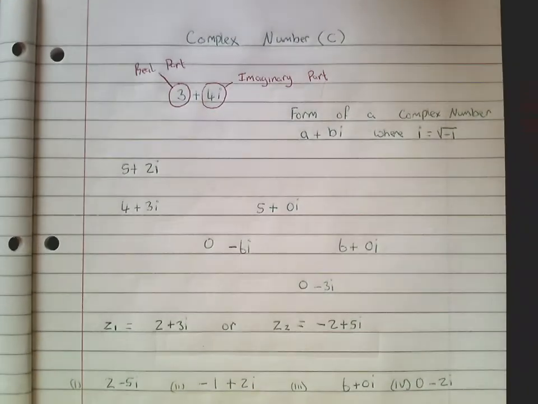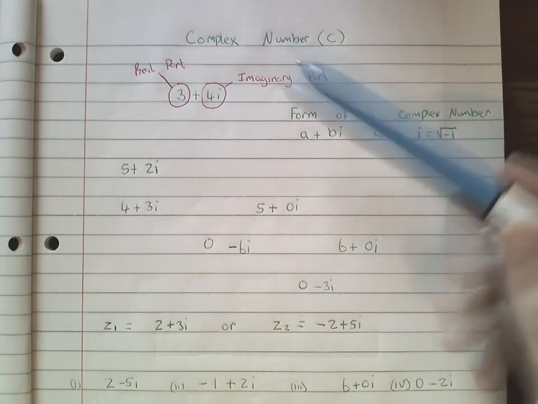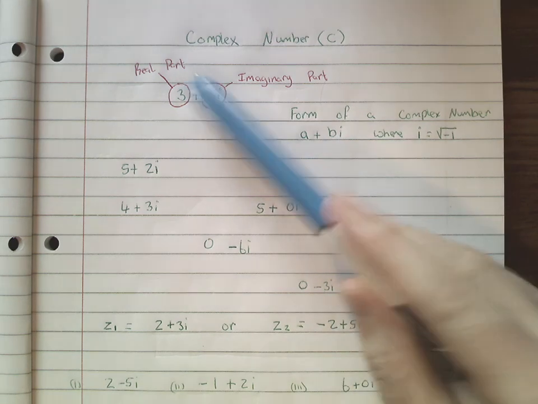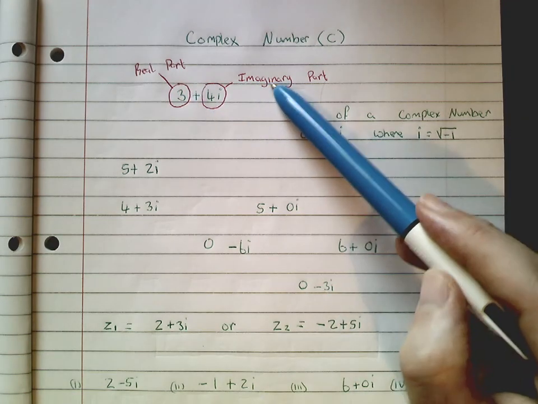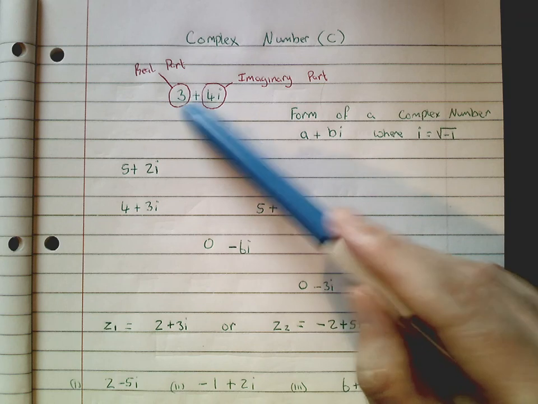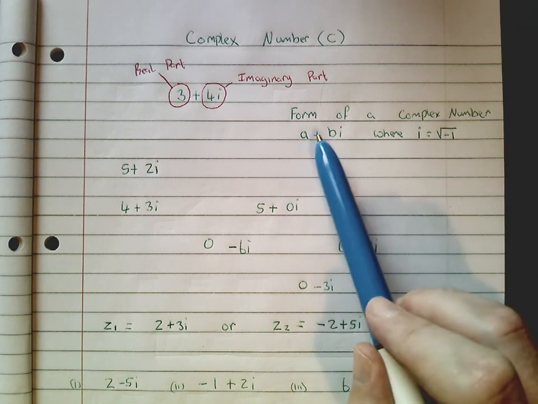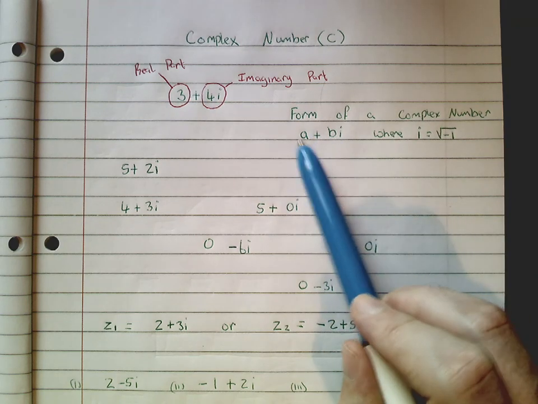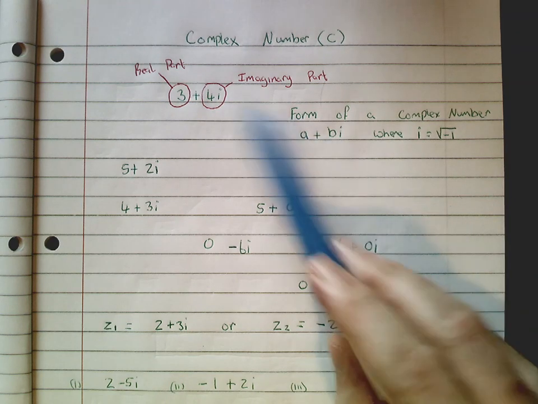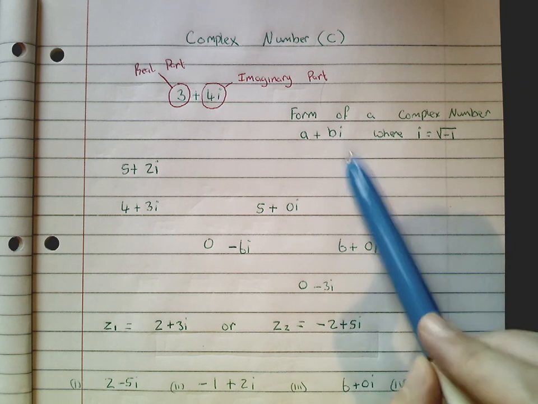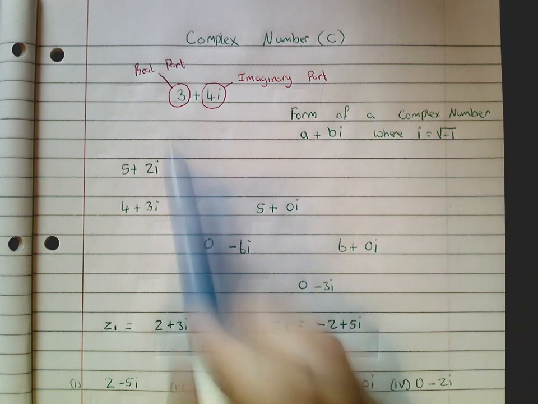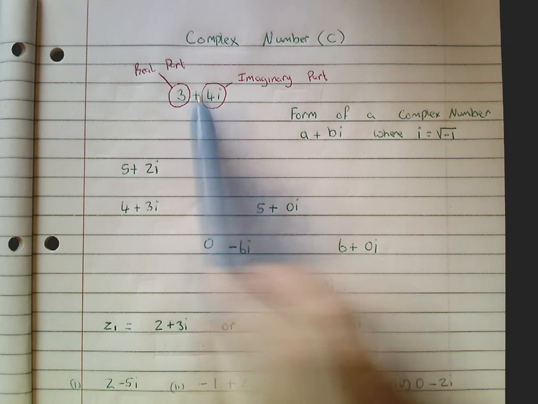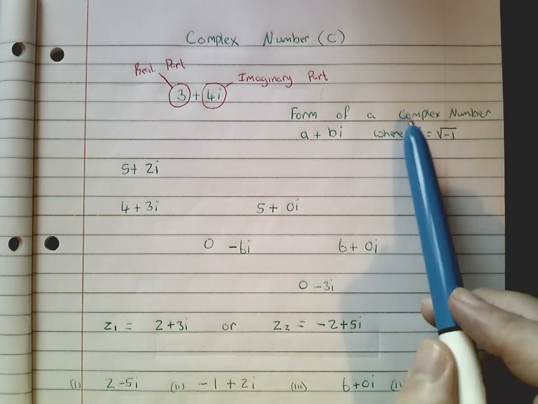So this is basically what we've looked at, the form of a complex number. This is an example of a complex number. It has the real part, which is 3 in this case, and then it has the imaginary part, which in this case is 4, and it's in this form. This is the general form, a plus bi, where a is the real part and b is the imaginary part, and i is equal to the square root of minus 1. So this real part and imaginary part together is what's called a complex number.